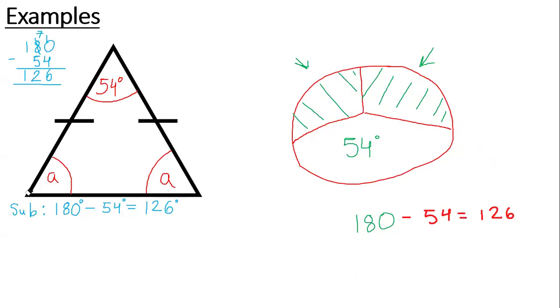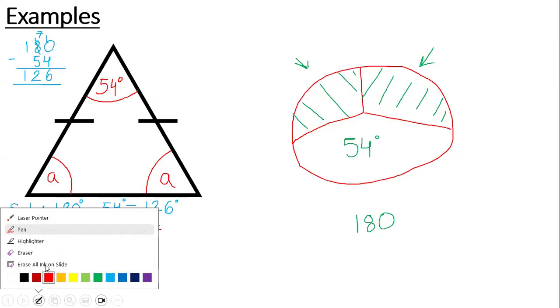Acacia? It does. Yes, sir, go ahead. I got 63 degrees for my answer. Final answer? Yes, sir. Okay, so next thing we're going to do is divide. So we have 126 divided by 2.